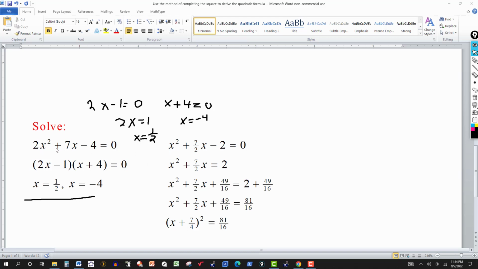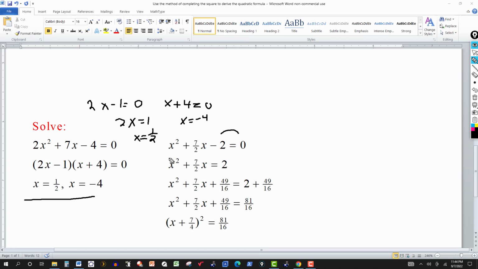But here I divide through by 2. The 2's cancel. 7 divided by 2, leave it as 7/2, and then negative 4 divided by 2 gives me negative 2. And then we usually put this over. So we add 2 to both sides, and it gives me x squared plus 7/2 x is equal to 2.